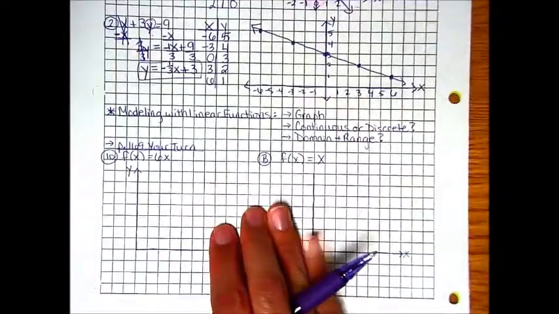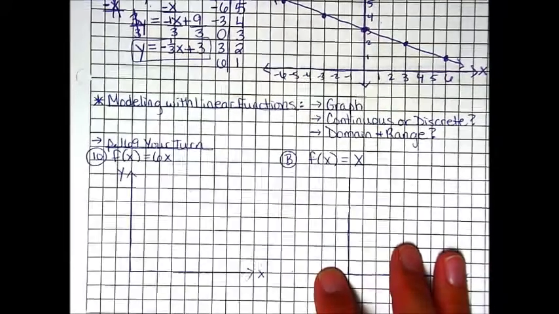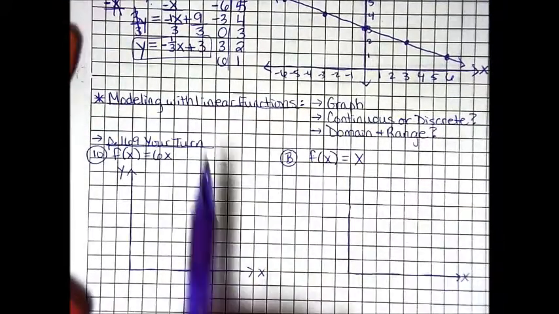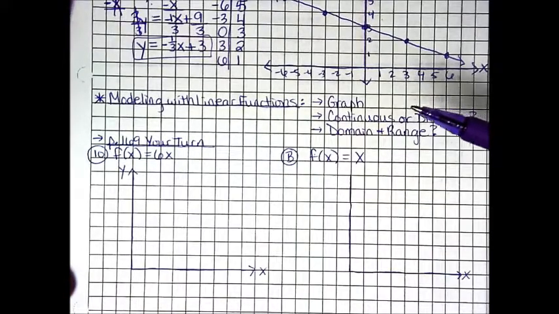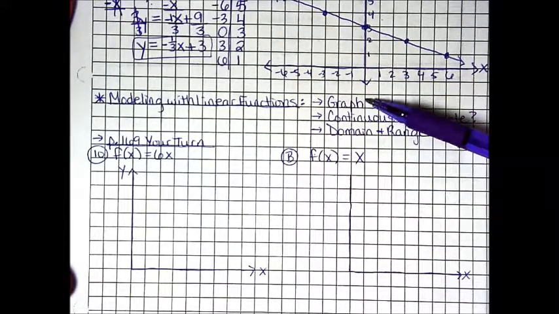We need to add a section in here about modeling with linear functions, which usually when they say modeling, they mean word problems. So we need to be able to look at a word problem, create a graph, decide whether it should be continuous or discrete, and then we need a reminder on how to do domain and range.